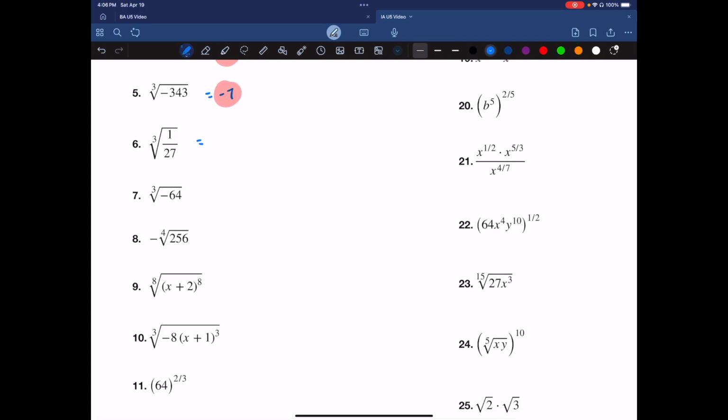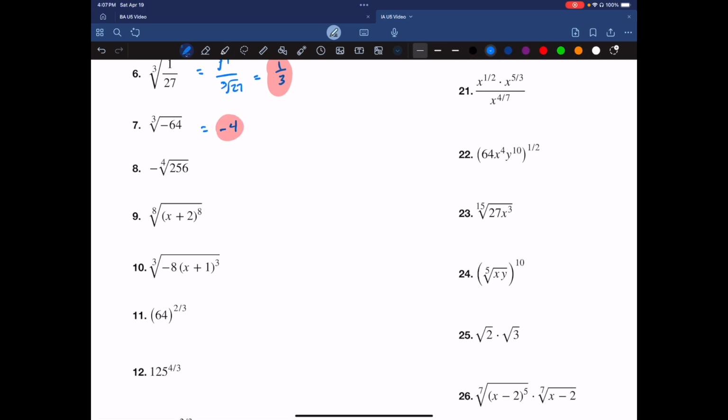Here, when you raise a fraction to a power, you give that power to both the top of the fraction and the bottom of the fraction. You do the same thing with the root. We're going to take the cube root of 1 and the cube root of 27. You don't have to split it up, but you can if it helps. But this is going to be 1 over 3, and that's all there is to it. On 7, the cube root of 64 is 4, and that negative is going to make it negative 4. On 8, I can find the fourth root of 256, and if you need to use your calculator, you can.